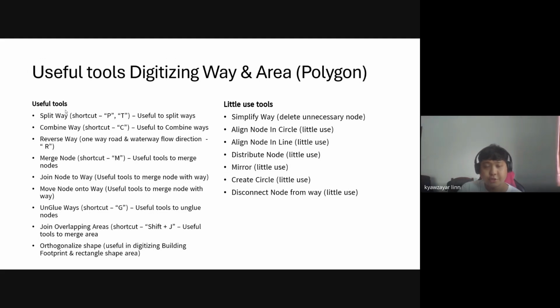The one that I would like to share first is split way. Sometimes you have a line and you would like to split it into two different lines or ways. You can use the shortcut P, or you can use the tool. Then sometimes you would like to combine ways. This means you are combining ways only, not polygons. So it's splitting way and combining way, split line and combine line. I will show these two tools and how to use them.